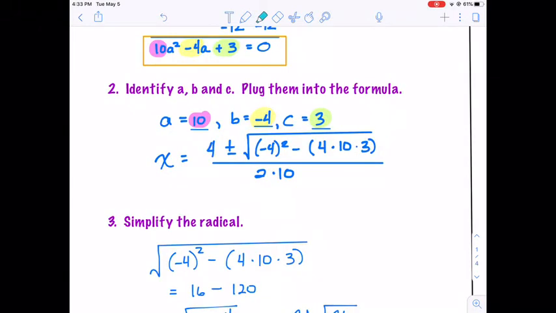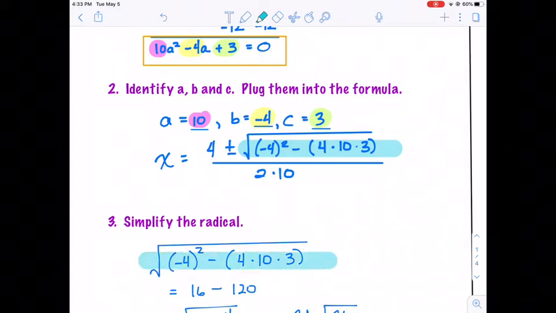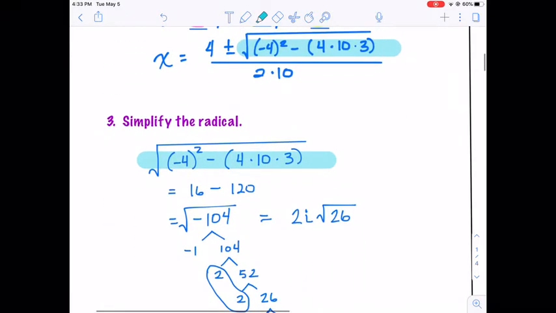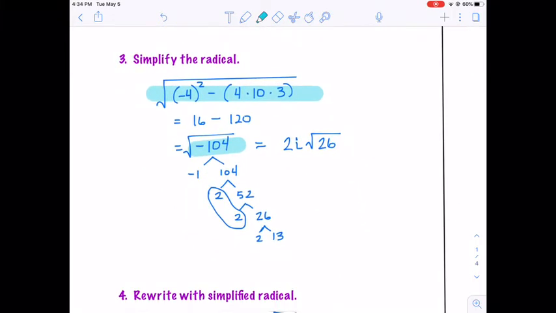Step 3 is to simplify the radical. So I'm going to take the entire radical expression, everything under the square root, and simplify that. You can put it all into your calculator if you want. That's fine. Just be sure to be careful about using the parentheses. Negative 4 squared is a positive 16. When you do 4 times 10 times 3, that's a 120. Subtracting 16 minus 120 gives us a negative 104. So I've got the square root of negative 104 that I need to simplify.